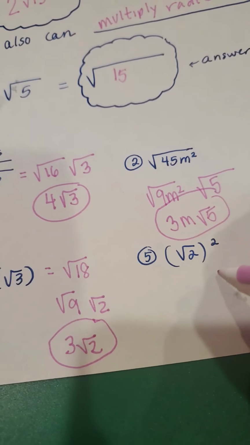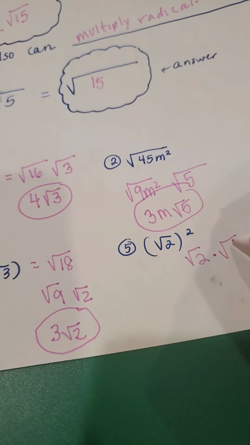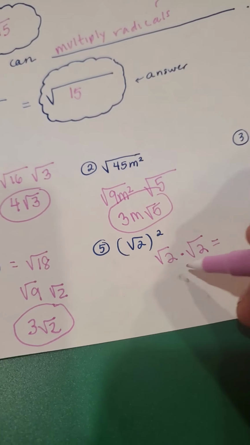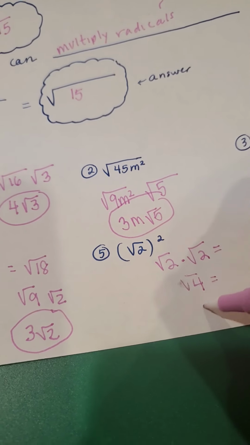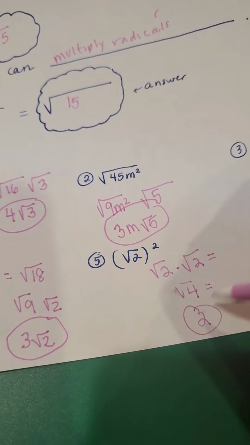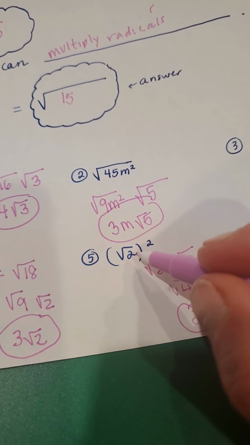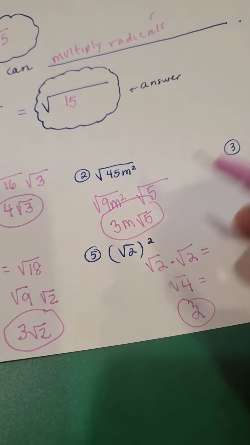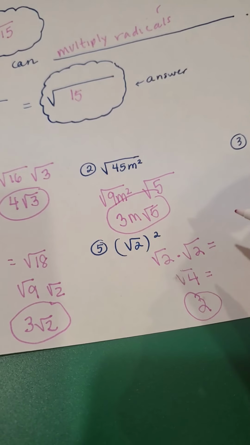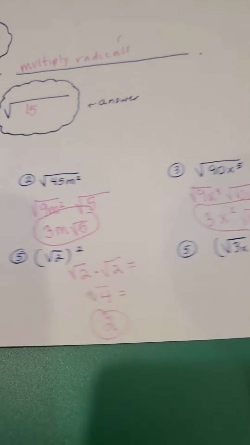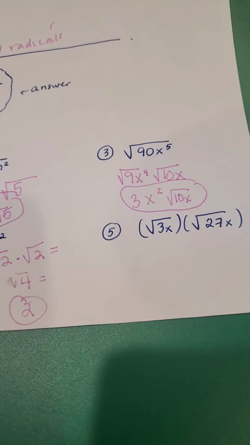Number 5, that's what that means, which means this, which means this. Now the general rule is if you square a radical or if you square a square root, it pretty much just comes out every time.